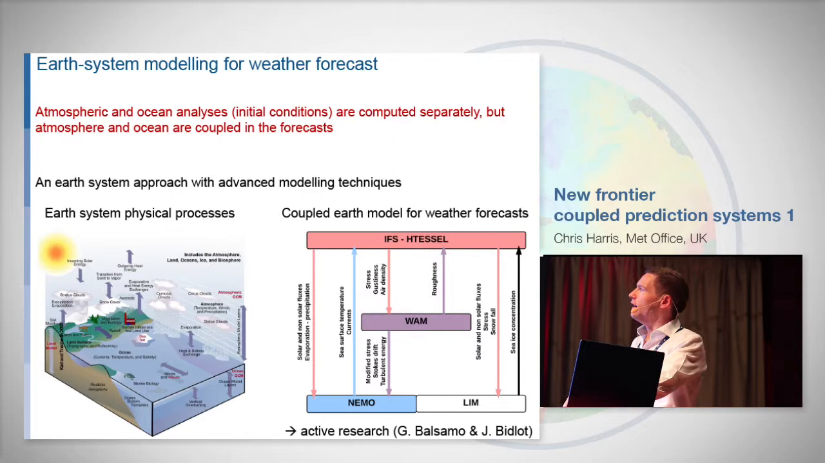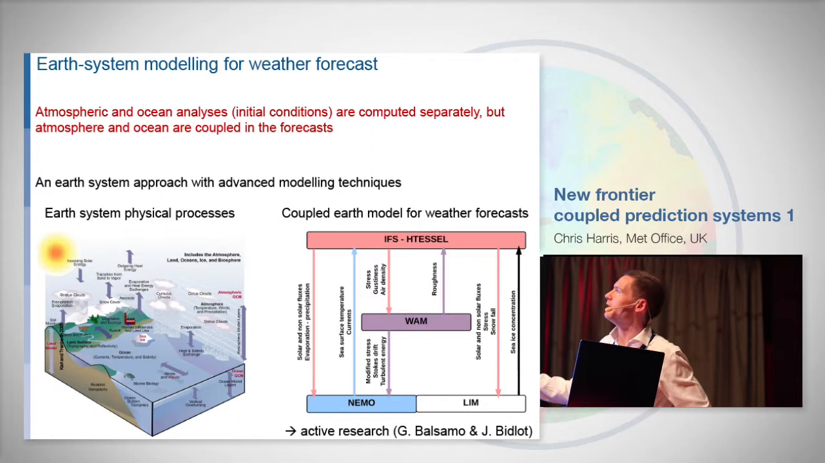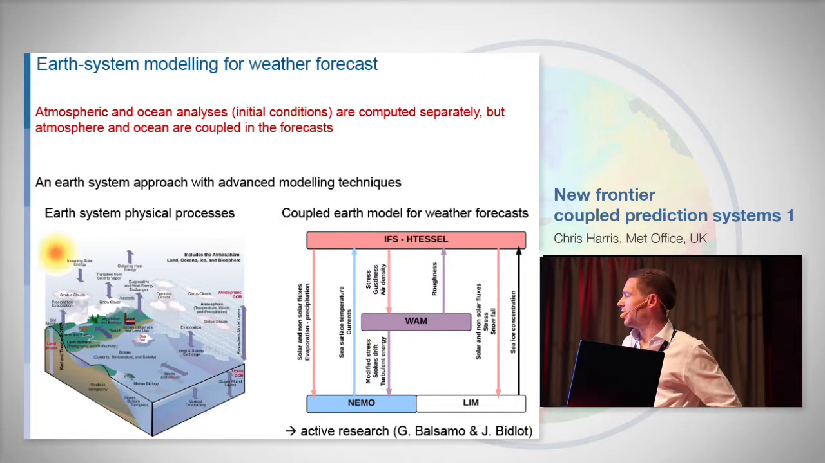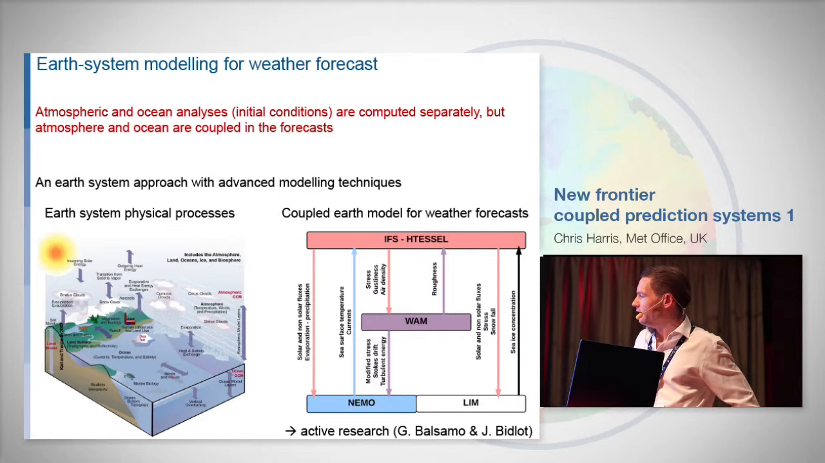So as I say, it's uncoupled data assimilation. The atmospheric and ocean analyses are computed separately. And then they run coupled forecasts, and they have the WAM wave model in their system as well. So they have the ECMWF IFS atmosphere, the NEMO ocean model, and now coupled to the LIM sea ice model. And again, they weren't using a sea ice model until relatively recently. So along with the resolution upgrade of the ocean, that's been a new feature of their system. And the coupling exchanges are indicated on that slide as well.